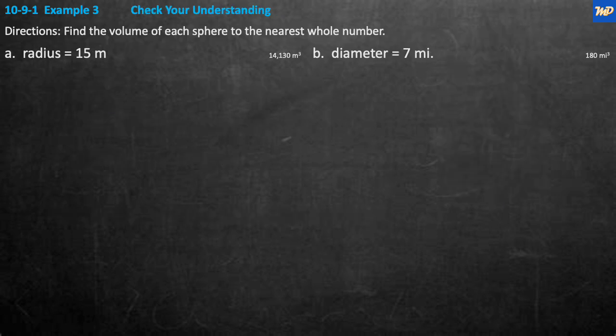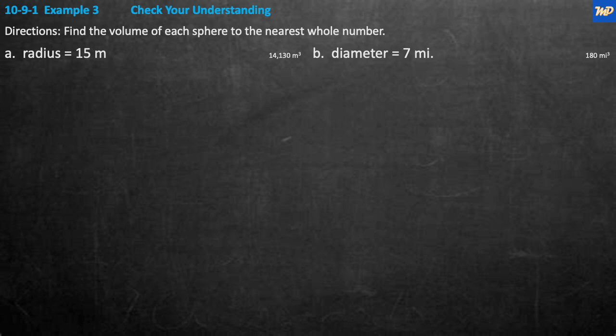Example 3, checking your understanding. Directions: find the volume of each sphere to the nearest whole number. Okay, there's 2 spheres we're going to do here, or you're going to do them right now. You're going to go off and do them yourself. And then when you come back, we'll try to do them and see what answers we come up with. Okay, now that you're back, let's start with A.